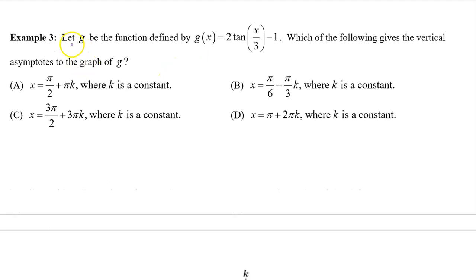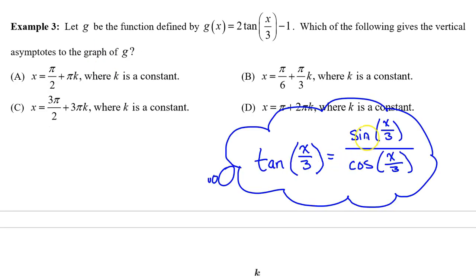Example 3. Let g be the function defined by g of x equals 2 times the tangent of x over 3 minus 1. Which of the following gives the vertical asymptotes to the graph of g? I'm putting this statement in a thought bubble because you don't need to write this down. But in your mind, you should be thinking, okay, tangent is sine over cosine. The asymptotes will be where tangent is undefined. That's where the denominator is equal to 0.